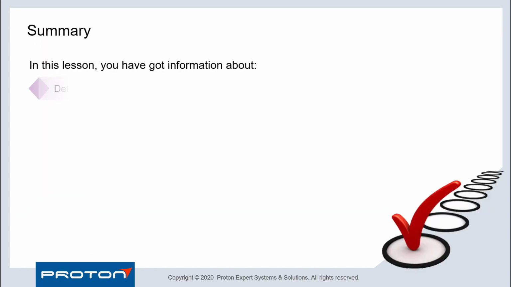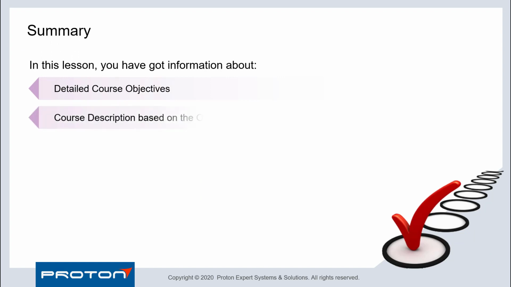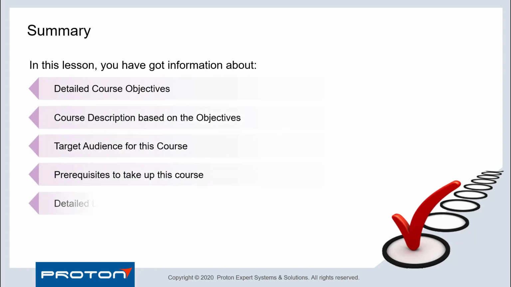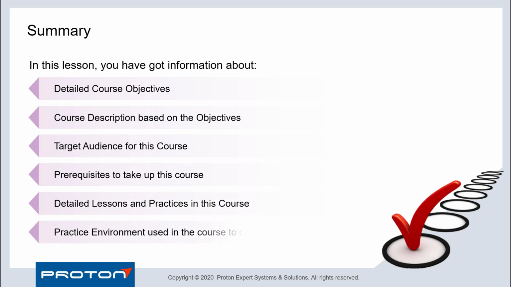To summarize, in this lesson, you should have got the information about detailed course objectives, course description based on the objectives, the target audience for this course, and the prerequisites to take up this course, detailed lessons and practices in this course, and practice environment used in the course to do the practices.